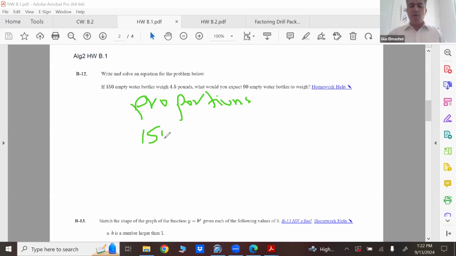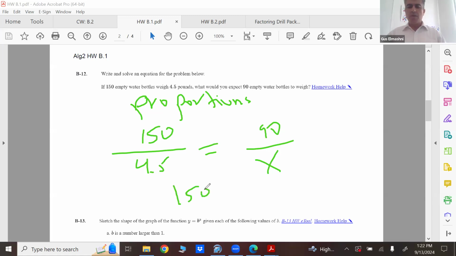If I have 150 empty water bottles, that's 4.5 pounds. So if I have 90 water bottles, it'll be X pounds. And you just cross multiply and solve. So you get 150X equals 405.